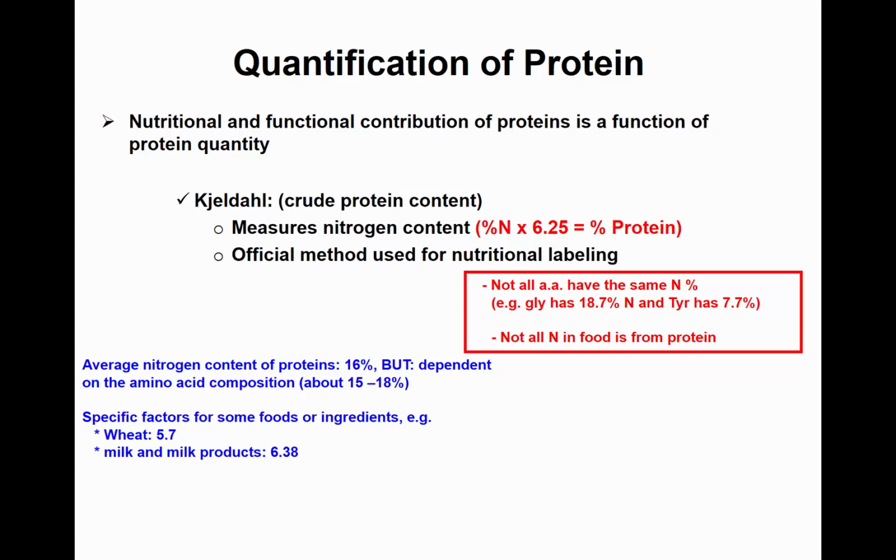So it is really based on the percent of nitrogen in the protein, and you convert it to a concentration of protein. Another thing that is important to know is that Kjeldahl is a crude method of analysis. That means it determines protein based on total nitrogen, and not all nitrogen in food comes from protein.